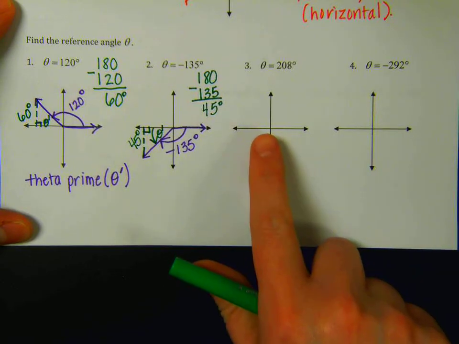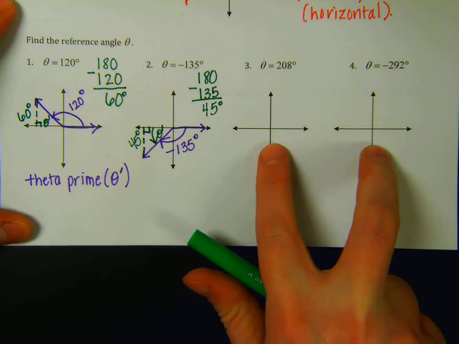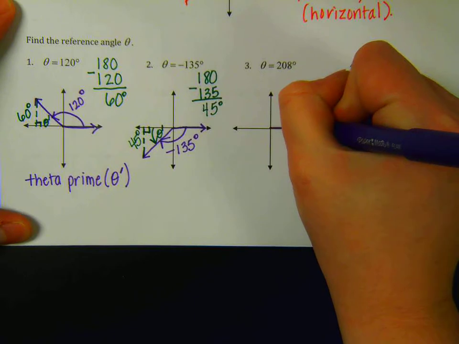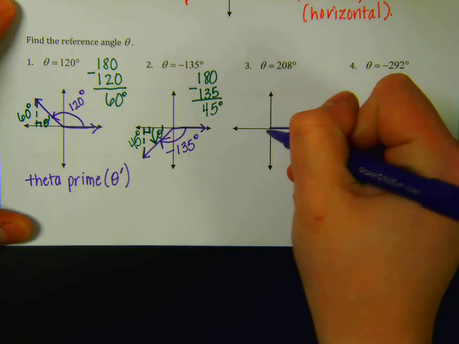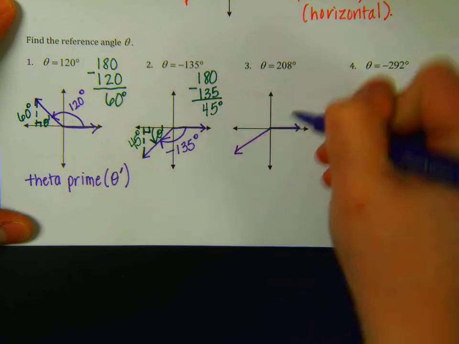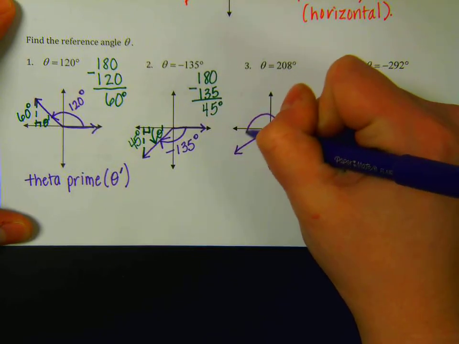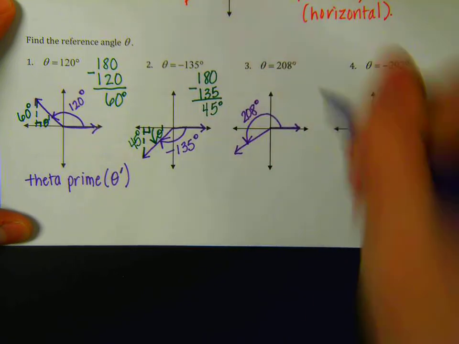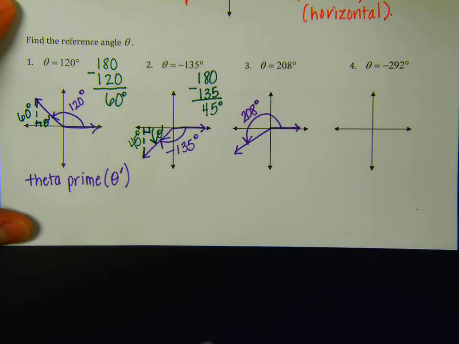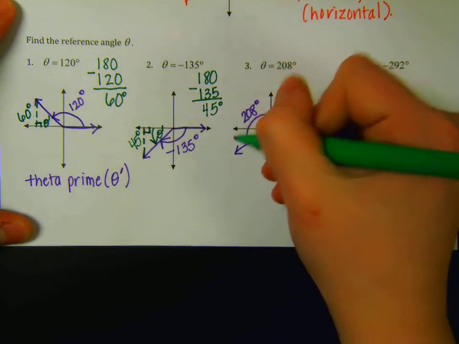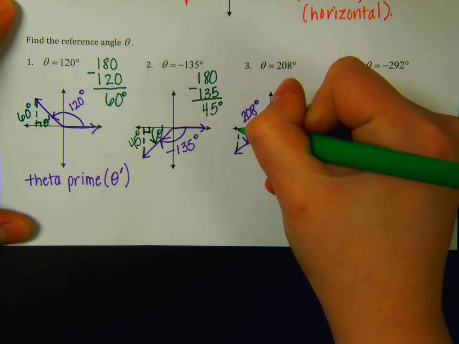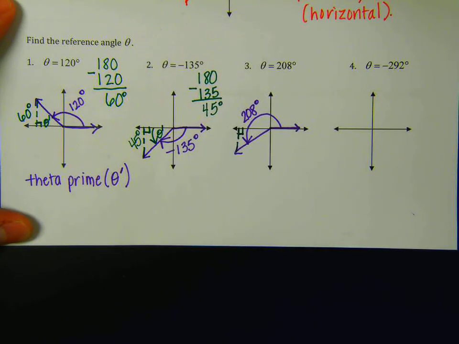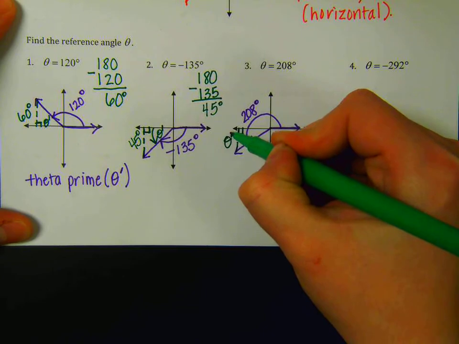I'd like you to work on these two, see what you can do. I will help you out by drawing the measures. So in this first one, we have a 208 degree measure. And if I'm dropping a perpendicular, again, I'm dropping it up. So I'm dropping it up to my horizontal, and I'm looking for theta prime, which is right in here.